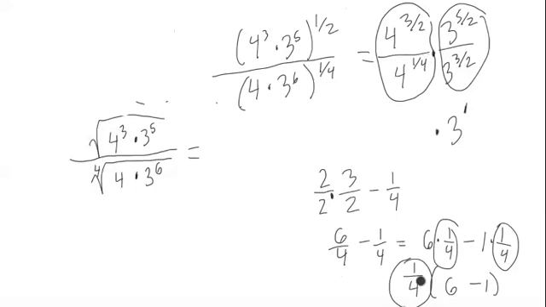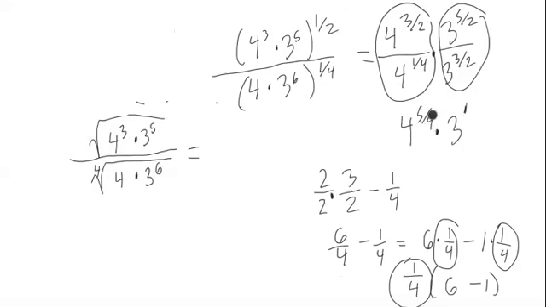But here, what we end up getting, remember, we were just working with the exponents. So 3 halves minus the fourth, and it becomes 5/4. So this is just 4 to the 5/4. Okay, so this can be rewritten in this way.